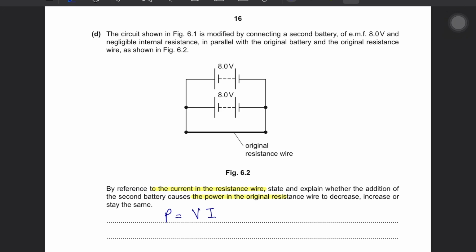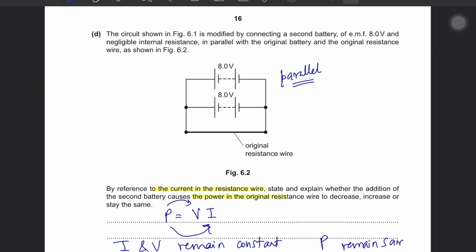Why are we choosing V times I? Because we know that the battery is connected in parallel. You can see that the battery is connected in parallel. That means the voltage across the resistance wire will remain constant. And power depends on voltage and current in this formula. We did not do anything to the resistance wire, so both voltage and current are constant. So as I and V remain constant, therefore P will also remain the same.